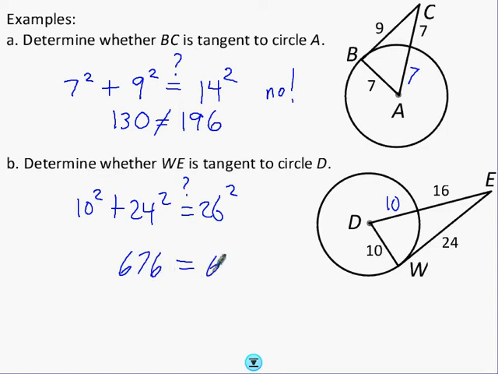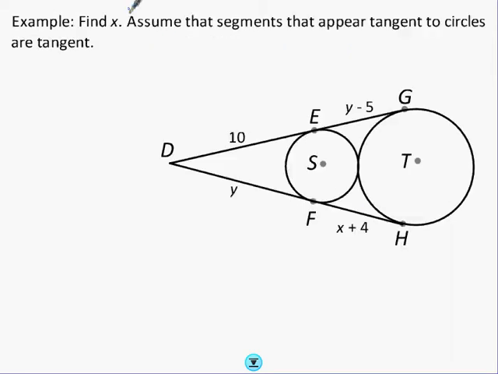676 is equal to 676. That's correct. So yes, they're equal, and yes, we have a right triangle. I'm not positive if that's 676, but I'm pretty sure they're equal.